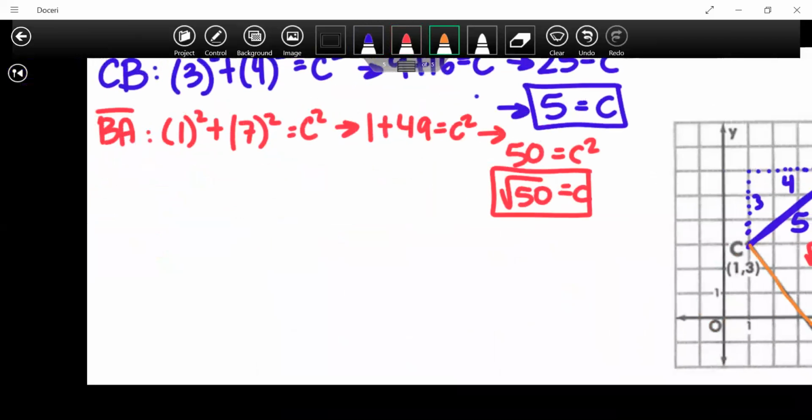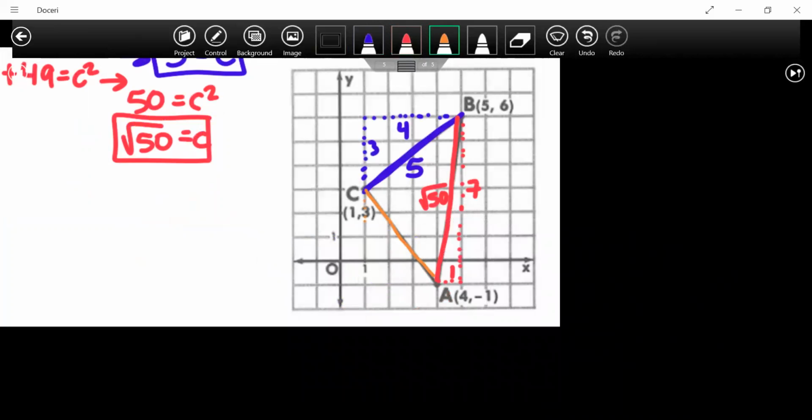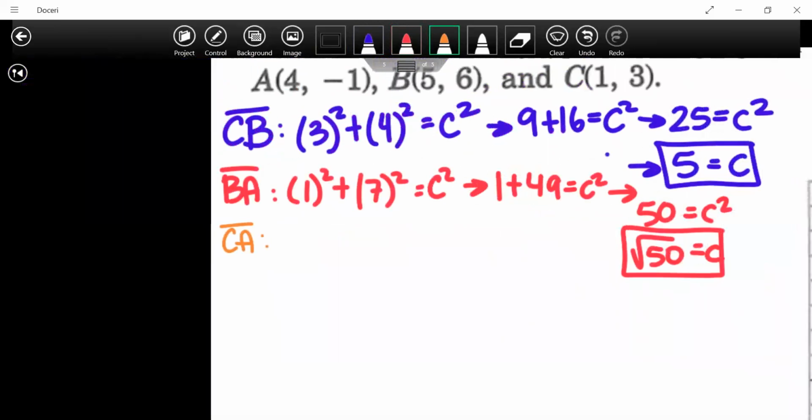So we're going to do CA. I'm going to go down how many? Over how many? So 4 and 3. It's almost the same one up at the top, right? It is. 3 squared plus 4 squared is equal to c squared. Can I just skip and jump around? We're going to get what? 5. Okay, it's the same thing like the blue above.